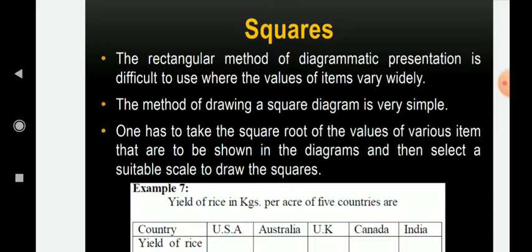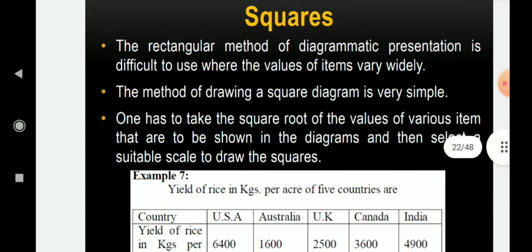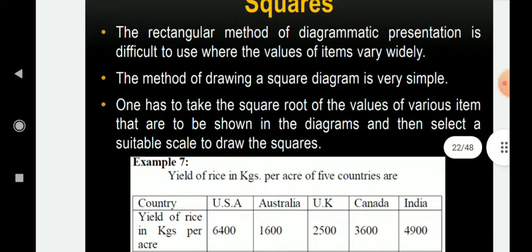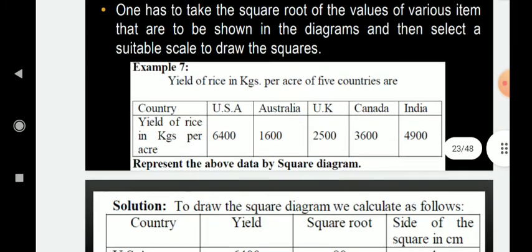The method of drawing a square diagram is very simple. One has to simply find the square root of the values and then plot them. That square root of the value will give you an idea about what should be the length of each side of the square. So such kinds of things can be drawn. We'll see a problem and how to solve it.